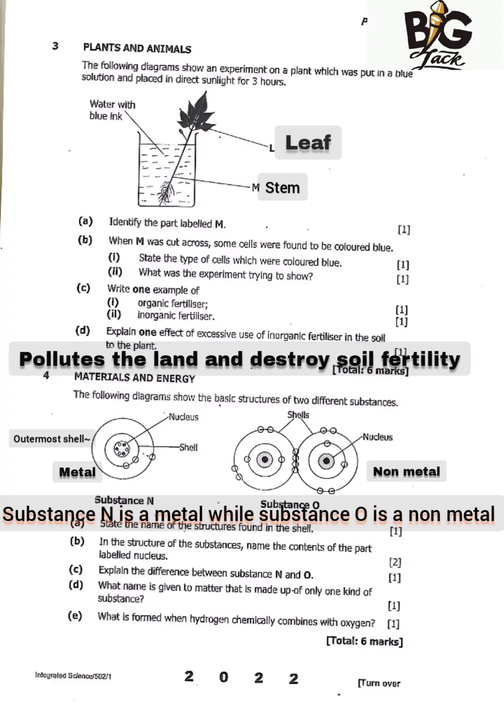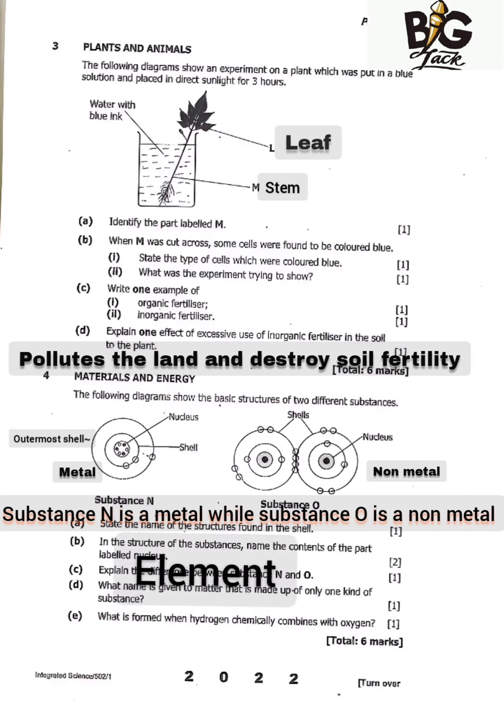Then question D says, what name is given to matter that is made up of only one kind of substance? It is called an element. An element is a substance which is composed of only one kind of substance. So the answer here is an element.